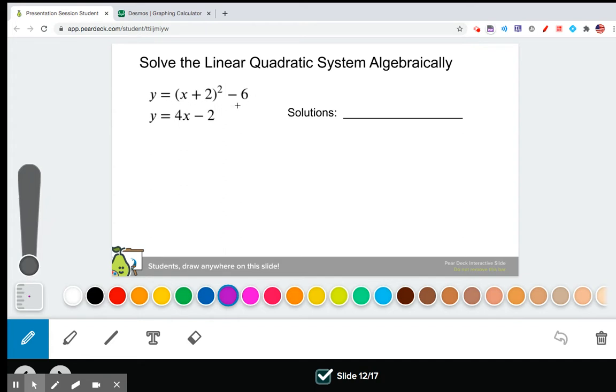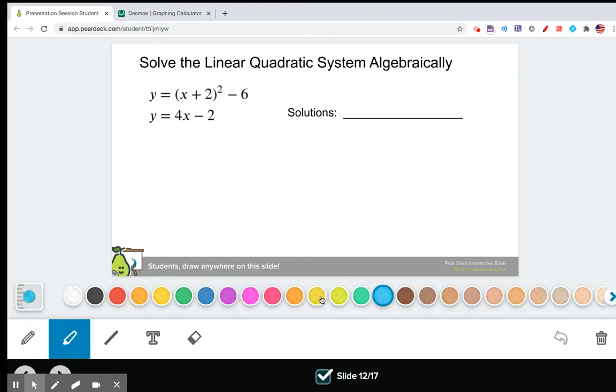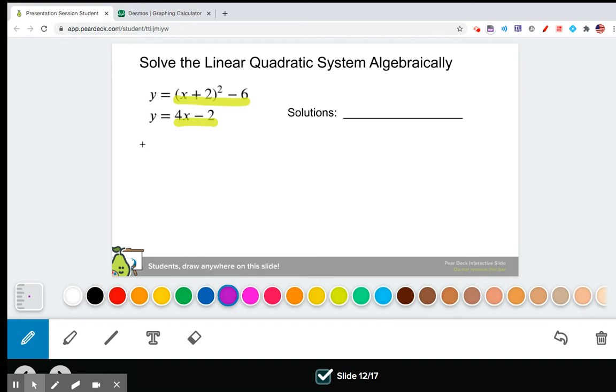I'm noticing that both of these equations are set equal to y. Therefore, since they're both set as equal to y, I can set this equal to that, right? Because they both equal y. So I'm going to go back to my pencil tool, and I'm going to say that x plus 2 quantity squared minus 6 is equal to 4x minus 2.